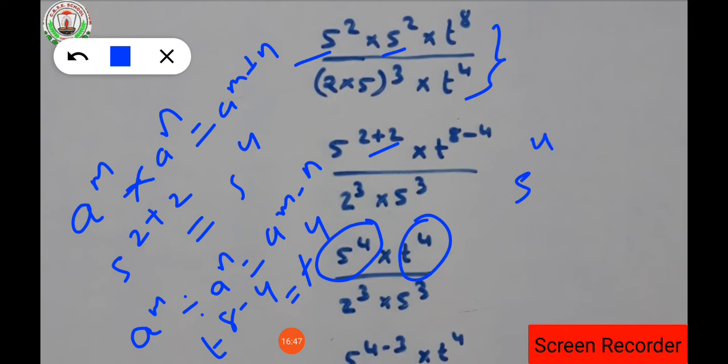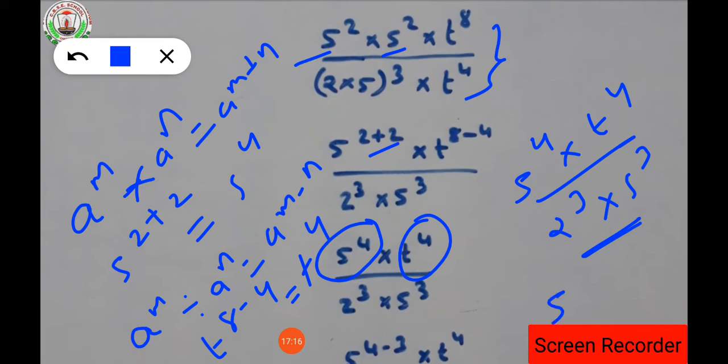5 to the power 4 into t to the power 4 upon 2 to the power 3 into 5 to the power 3. From where does this come? This is 10 to the power 3. 10 to the power 3 can be written as 2 to the power 3 into 5 to the power 3. That I had explained to you at the beginning, isn't it? Now, look here. This 5 to the power 3 and 5 to the power 4 can again get cancelled by using the laws of exponents. This becomes 5 to the power 4 minus 3, t to the power 4, and this 2 to the power 3 can be written as 2 into 2 into 2, isn't it?